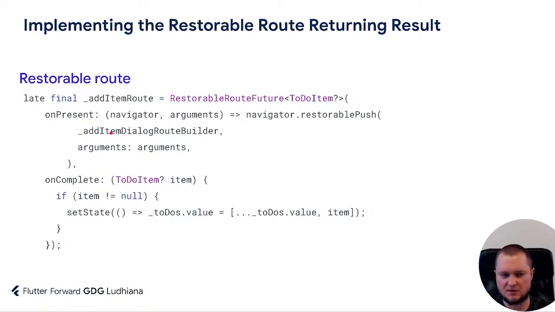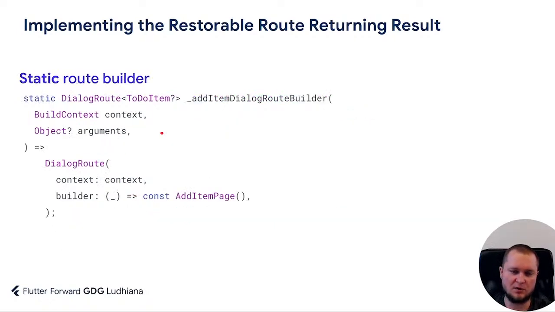And let's analyze this route builder. It has to be static. It is very important. It has to be static. If it is not static, you will get an error. And here nothing special. Just create a dialog route to the add item page, which contains the UI for the dialog.